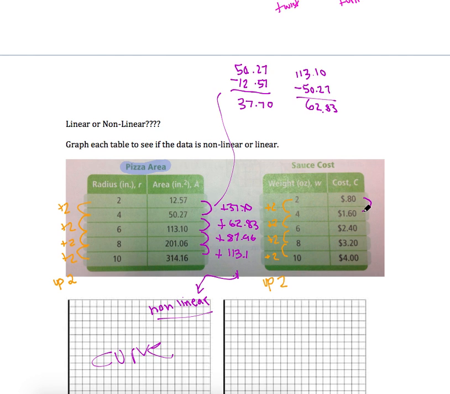So again, this is money, so we're going to have to subtract. We're going to have to go $1.60 minus 80. And when I do that, I get 0.80. I get 80 cents. That's a decimal point. 80. Okay. So let's take a look at the next one.